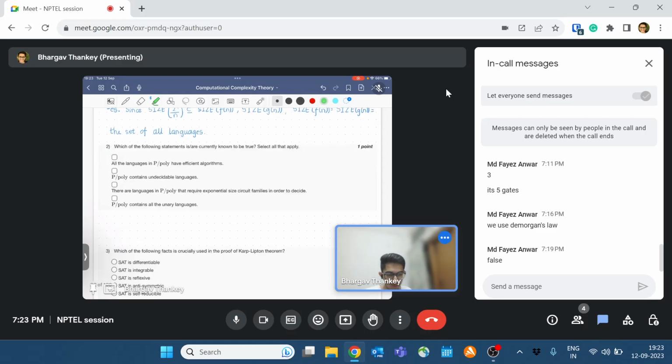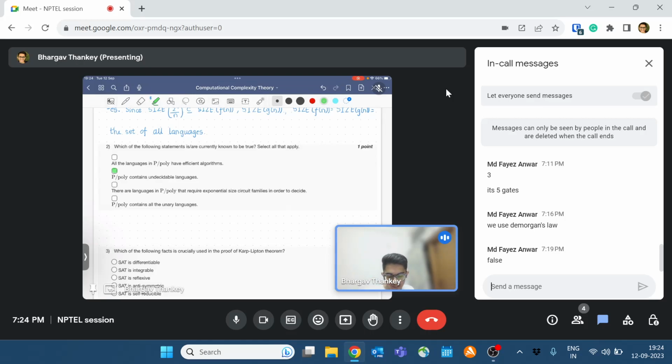Okay, so let's go over all the options. The first option is all languages in P slash poly have efficient algorithms. Well, this can't be true because we know that P slash poly contains undecidable languages. And forget about an efficient algorithm, an undecidable language does not have any algorithm, right? So A is not true. What about B? B is P slash poly contains undecidable languages. That is true.